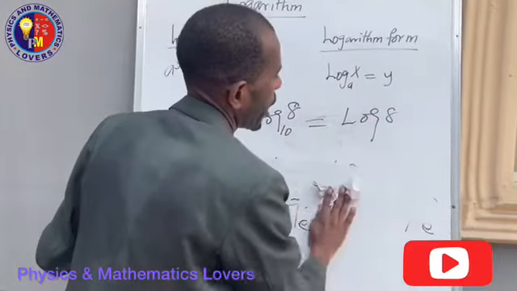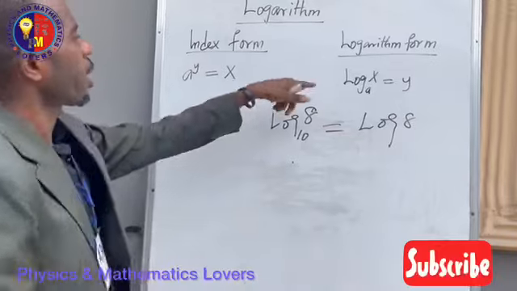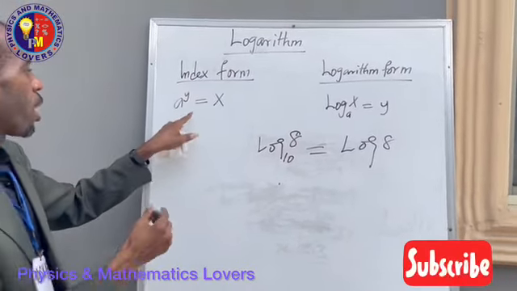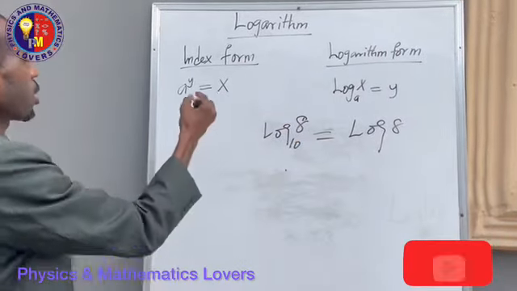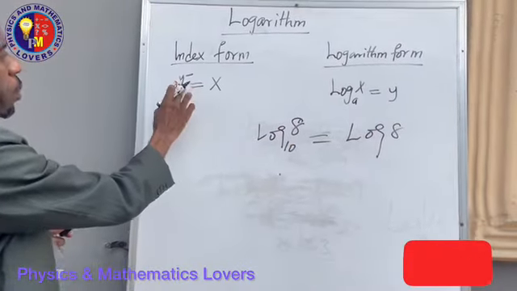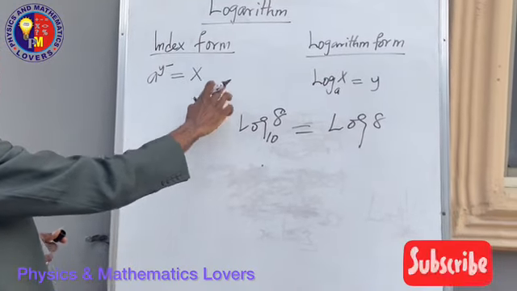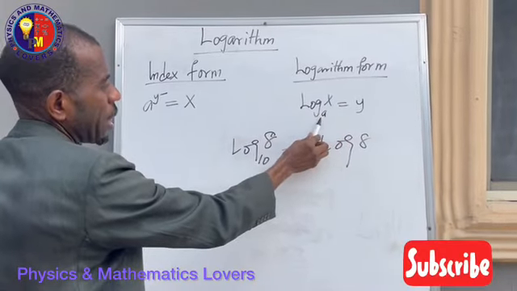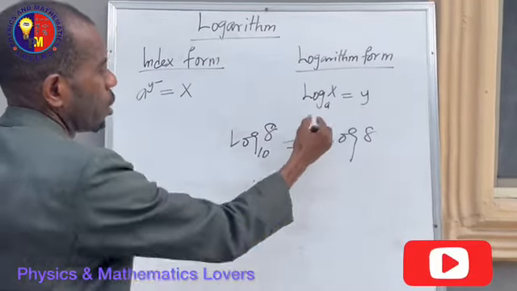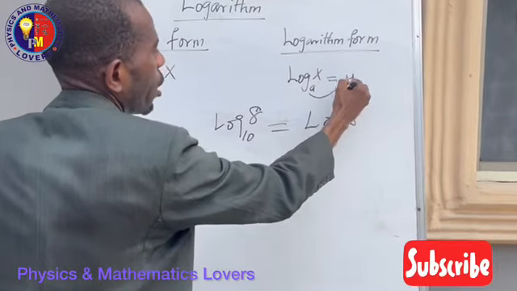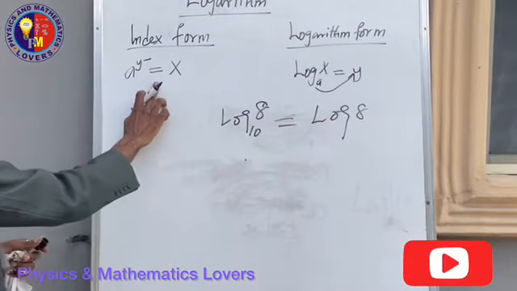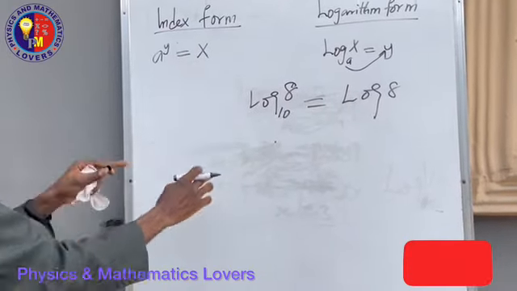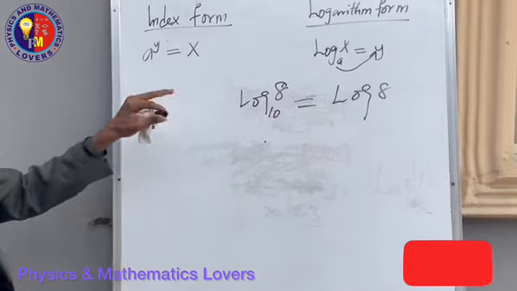There is a relationship between log and indices. This is your index form, and from index, you can move back to logarithm. When this base is raised to the exponent, it gives us x. That is in logarithm form. That is why I have log x to base a equal to y. We have to raise a to power y to give you x. So this y here is the exponent, and this one is the base.